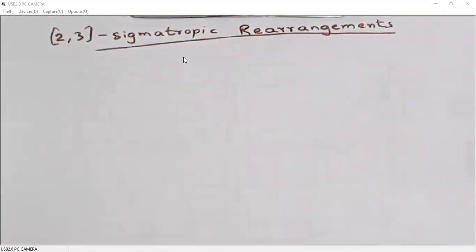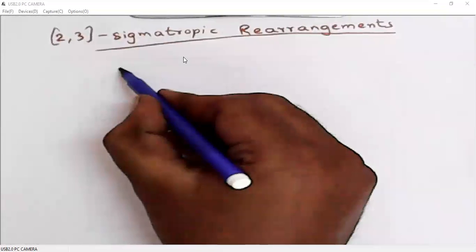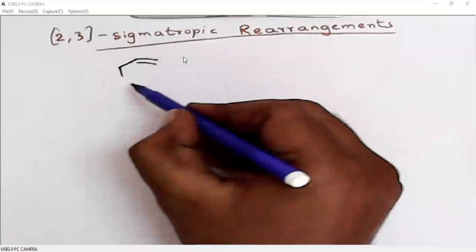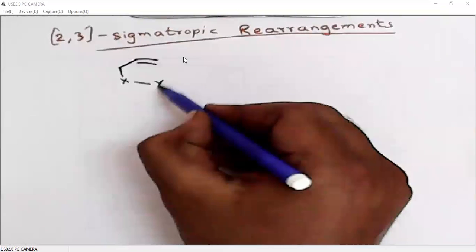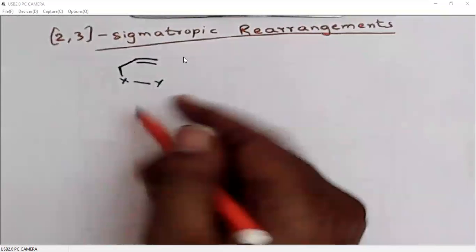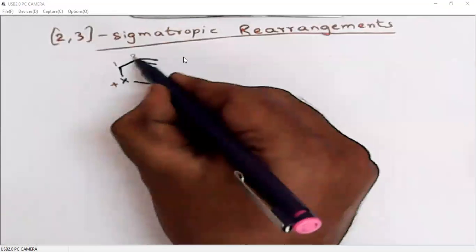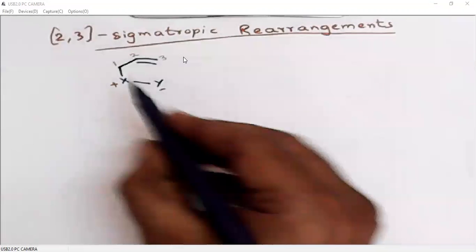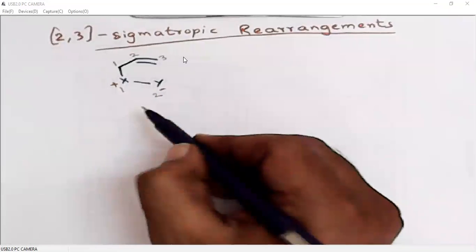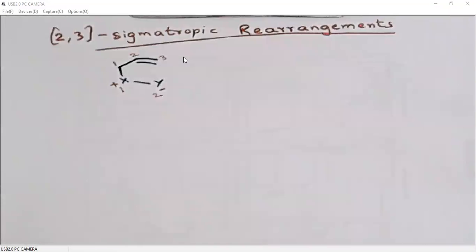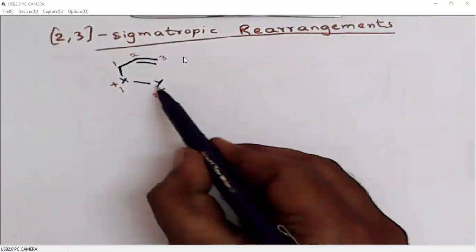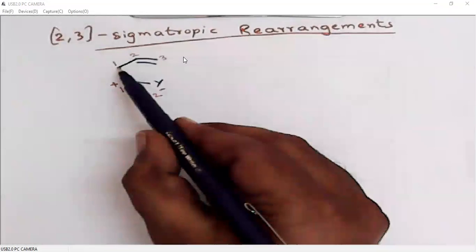What are 2,3 sigmatropic rearrangements? When we have halides with heteroatoms in this fashion, now you can see it is 1, 2, 3. So it is a 3 system. This is 1, 2. So this is how we call it 2,3. 2 means a 2 atom system, and 3 means 1, 2, 3, a 3 atom system.